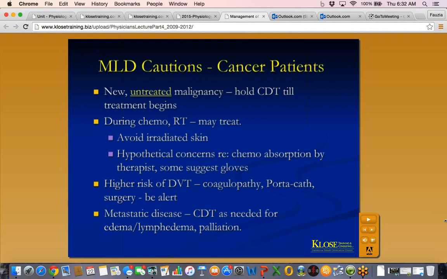And if it's metastatic disease, you do want to do the CDT for edema and lymphedema, and even for palliative care. It has an analgesic effect. It makes the patient more comfortable. So we are going to treat these patients with caution.